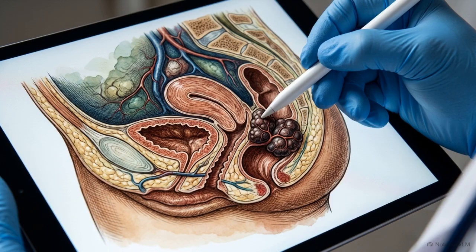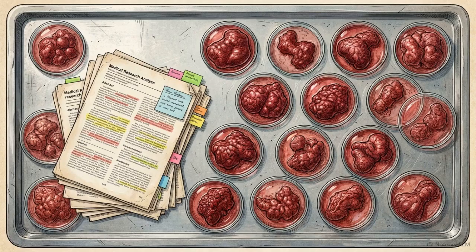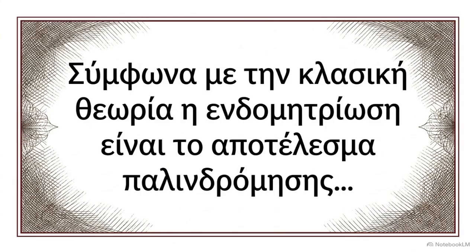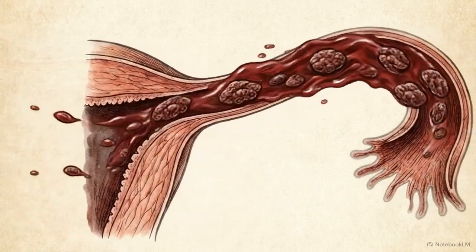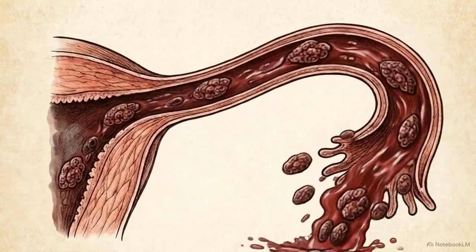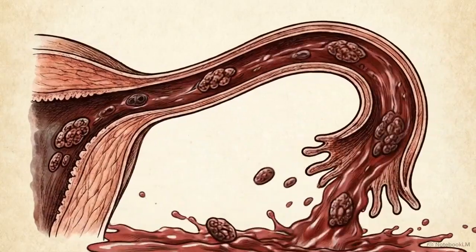Even with modern imaging, clinicians still face a persistent ambiguity regarding the disease's origins. We observe the lesions, but the exact pathogenesis remains a matter of ongoing study. The most widely recognized model in medical literature is the classic theory, first proposed by John Sampson. Sampson's theory identifies retrograde menstruation as the primary vehicle, where menstrual material flows backward through the fallopian tubes.